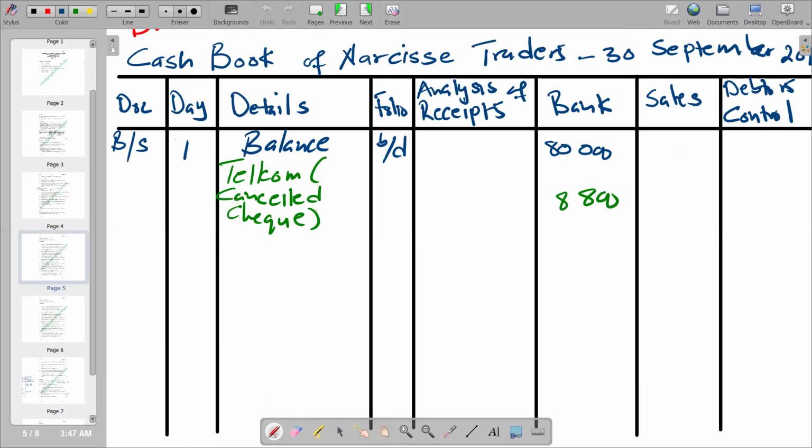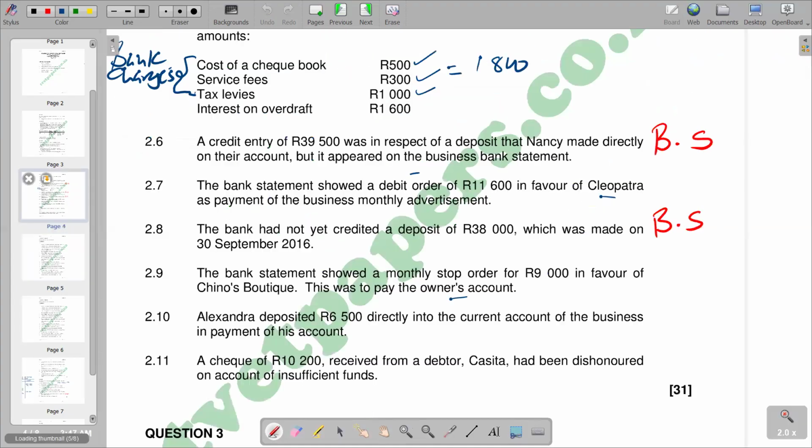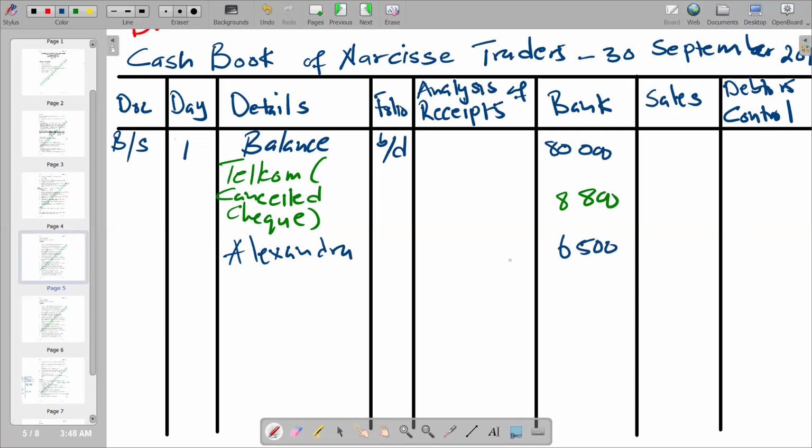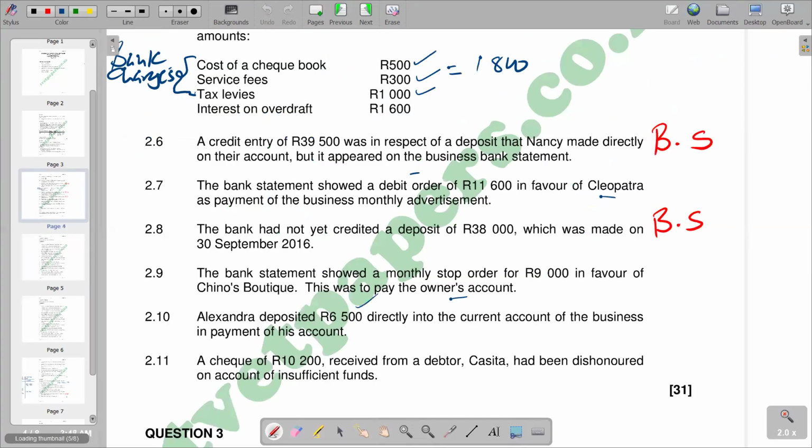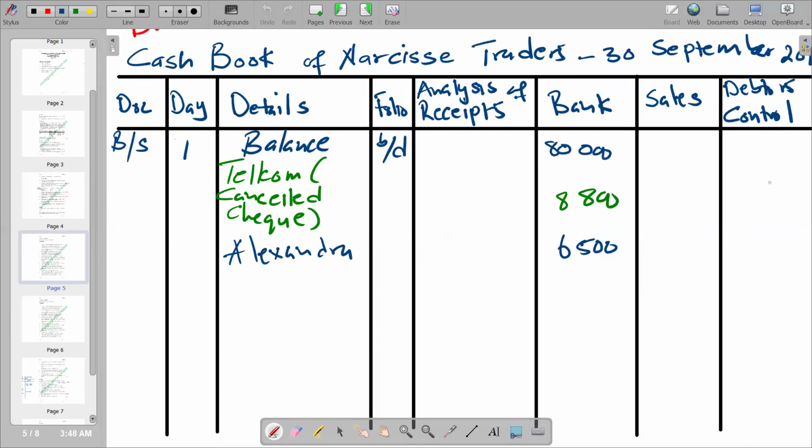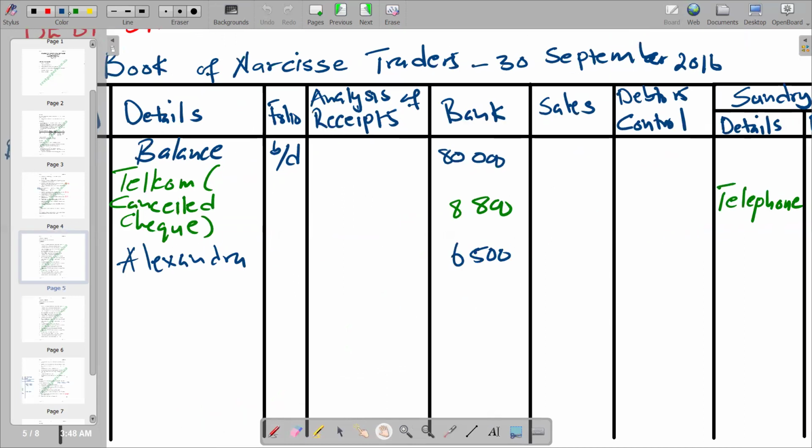And we are saying this was from Alexander. The amount is 6,500 here. And we are saying this person was paid for his account. So we're saying this was a debtor or a trade receivable. So if you come here, you see that we've got a column for debtors control. So it does qualify in one of the columns. So this is what we have.